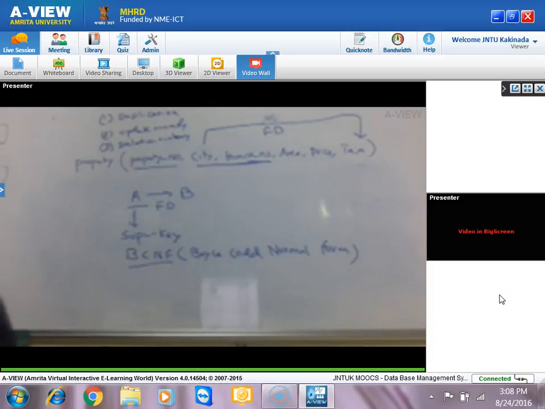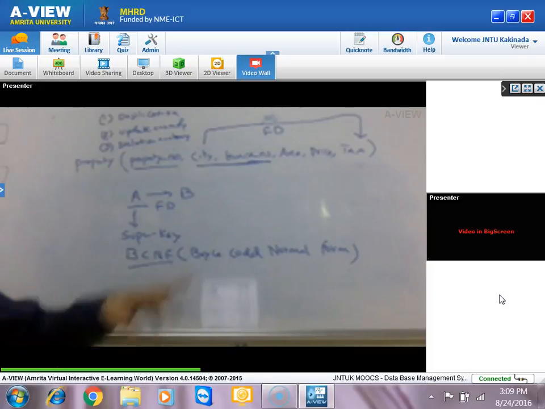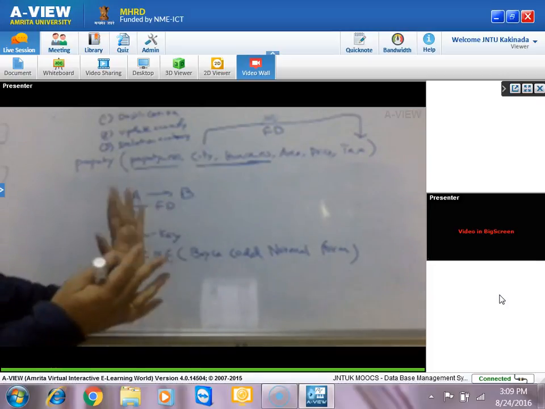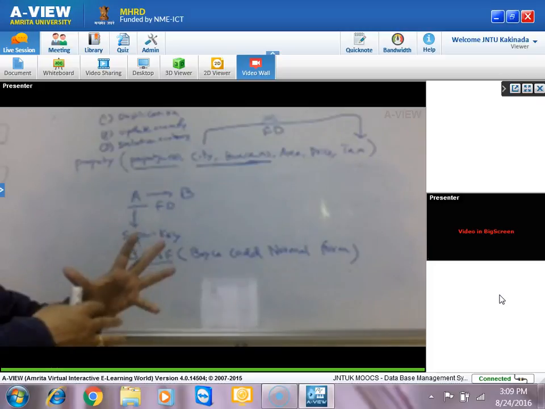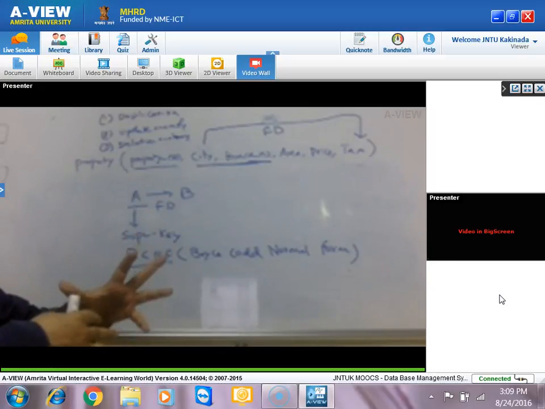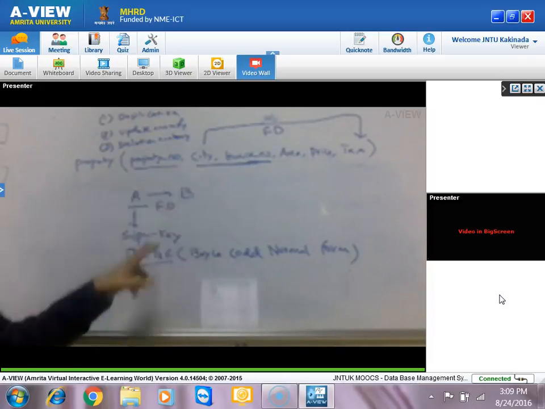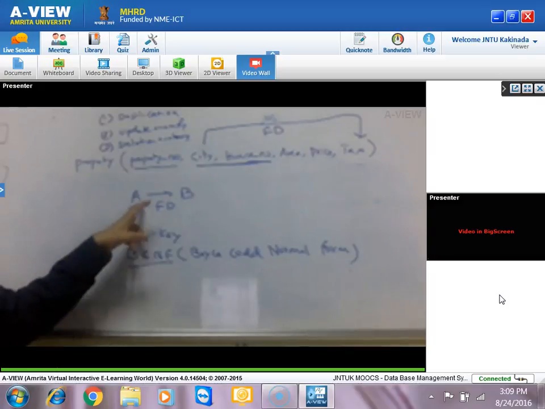We'll come back to more details of it. This is not a super key. City does not by itself form a key or contain the key. It is only a part of the key. So this constraint is not satisfied.